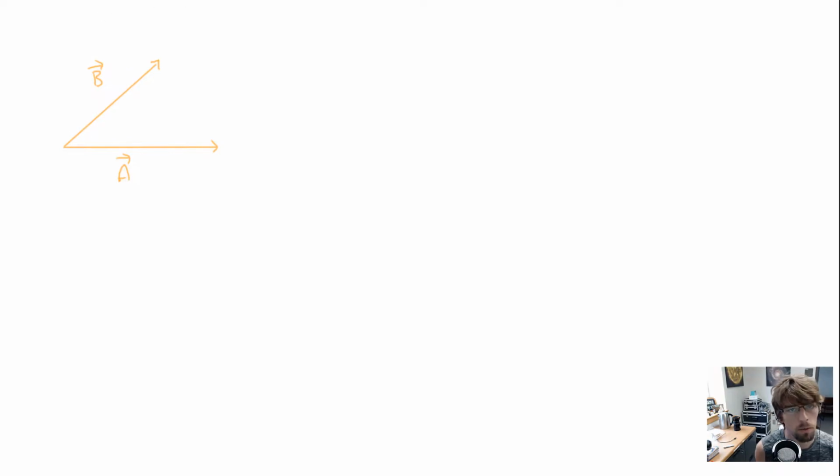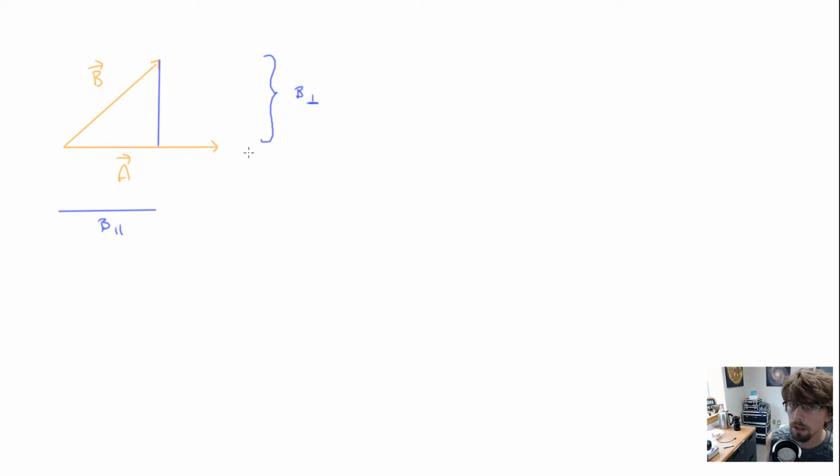And now what we're going to do is same song and dance. Let's drop a perpendicular from the tip of B to A. And let's make it a different color. We'll make it blue so that you can see it. So in the past, we called this distance B parallel. And what we're going to call this distance right here, this would be B perpendicular.